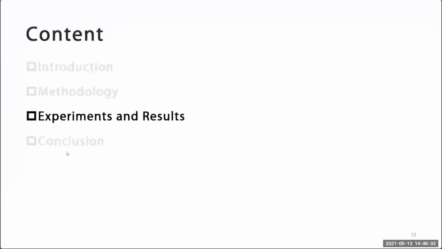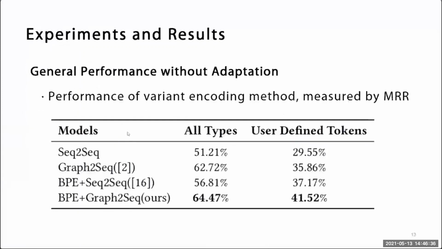Next are experiments and results. We first evaluate CodeGAC on the general code completion task and see how it improves local token completion without adaptation. CodeGAC has made two different improvements to the existing code model. One is the combination of BPE and graph-based context encoding. The other one is attentional cache.